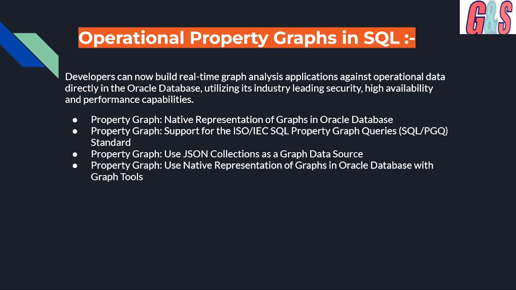Next, moving on to property graph, use JSON collections as a graph data source. SQL/PGQ queries can be executed on a graph represented as a JSON column. SQL/PGQ is the ISO standard for property graphs. Developers can store a graph as a schema-less object in the database. Vertices and edges in a graph can have a varying number and types of properties.